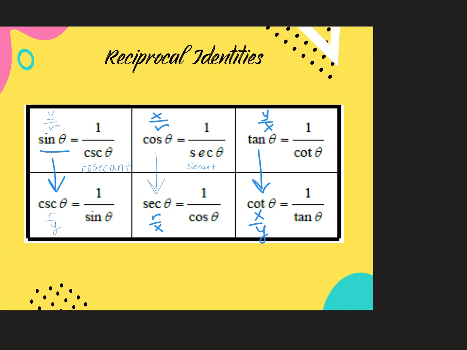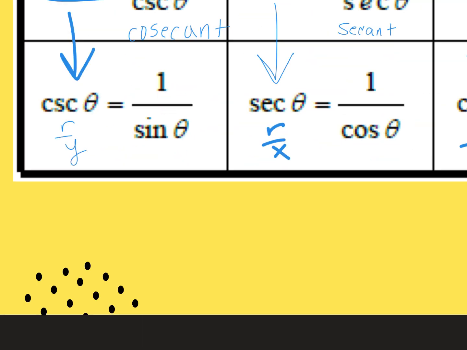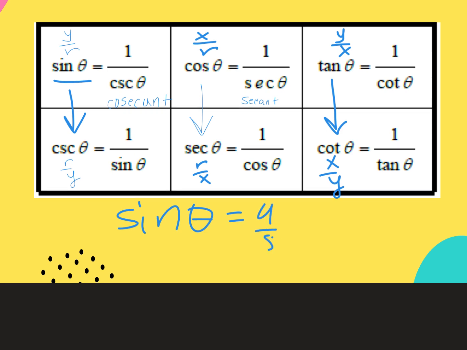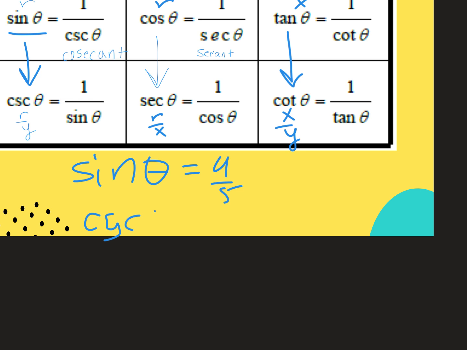You guys are going to do this probably one more time, and then everything's going to be like, oh, I get it. So if you were given a question and it said the sine of theta is 4/5, what's the cosecant? 5/4. How did you know that it was just flipped? Because sine and cosecant are reciprocals.